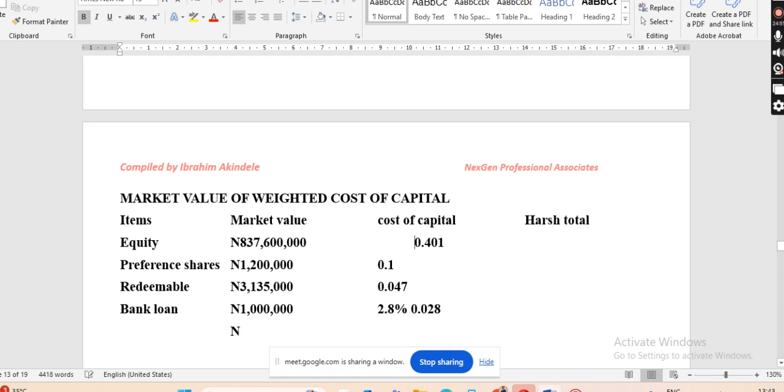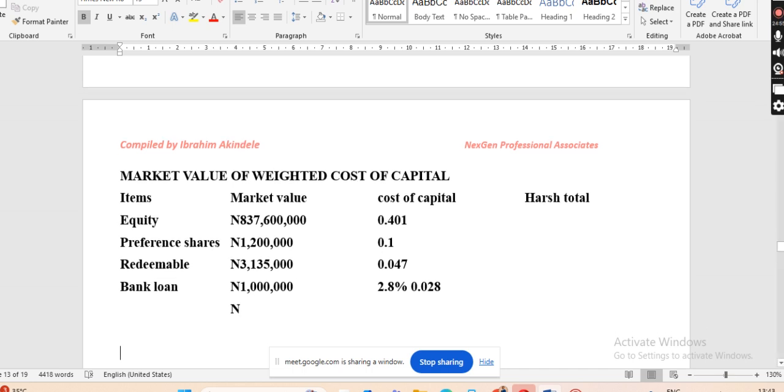Okay, thank you. Please, someone should just give us the figure for the hash total. Therefore, WACC, weighted average cost of capital, equals the hash total divided by the market value. So what is the WACC? WACC equals this.